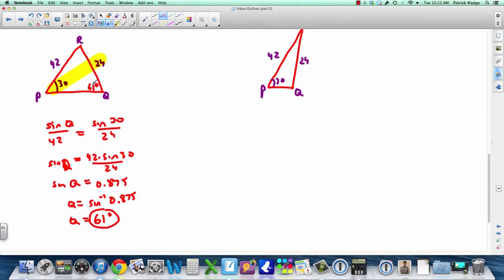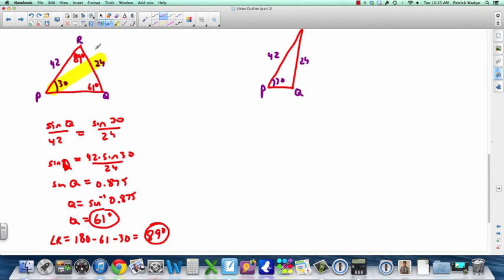Well, if we know angle Q and we know angle P, we can definitely get angle R. Angle R is equal to, what do they all add up to? 180. So it's equal to 180 minus the 61 minus the 30, and if you do that, you get 89 degrees. So this is 89 degrees. Little lag going on, sorry about that.